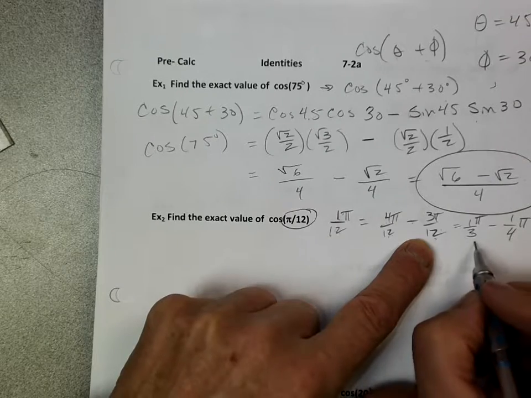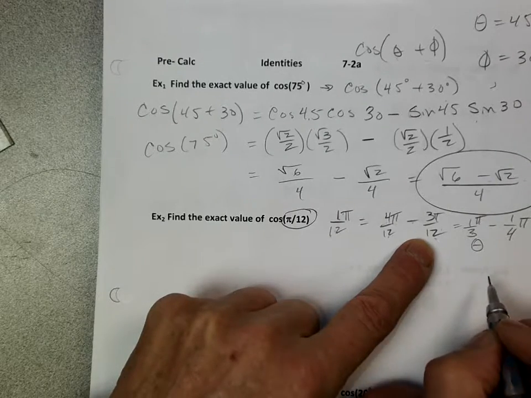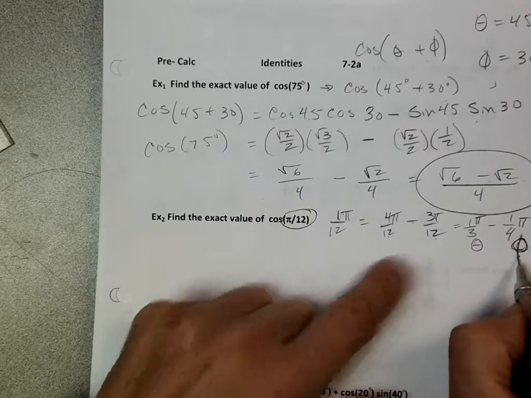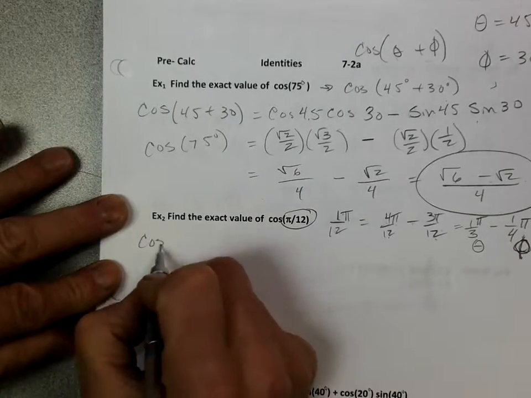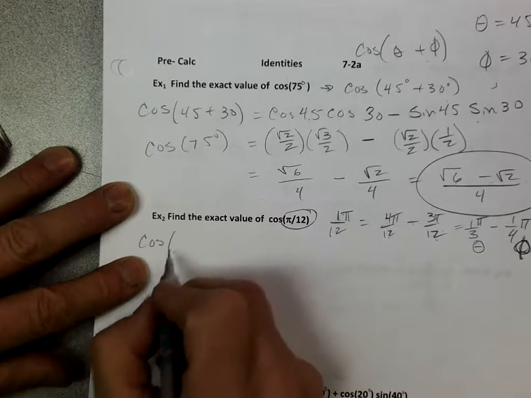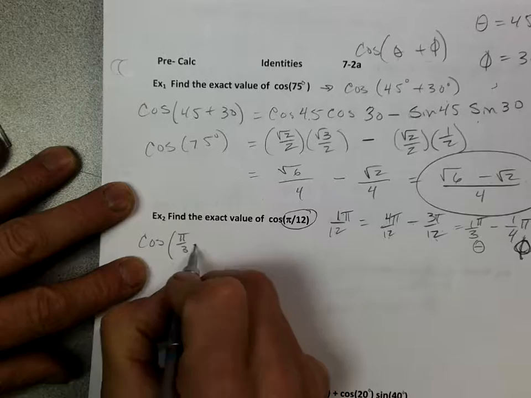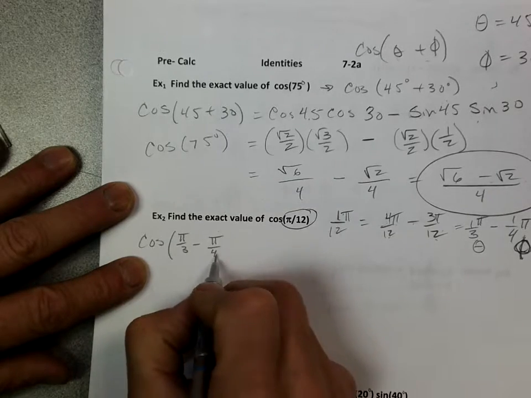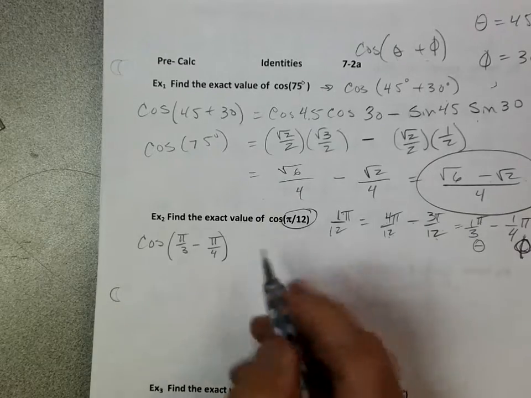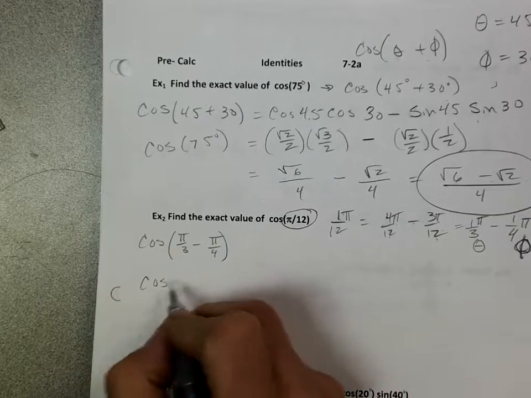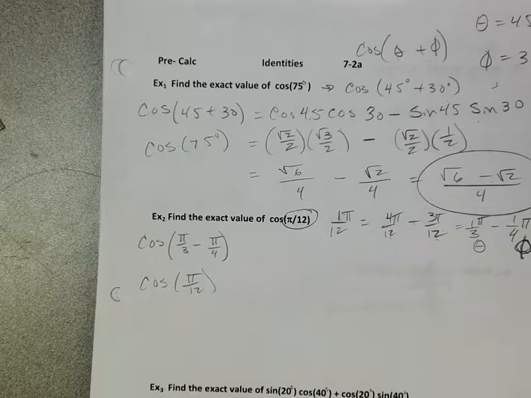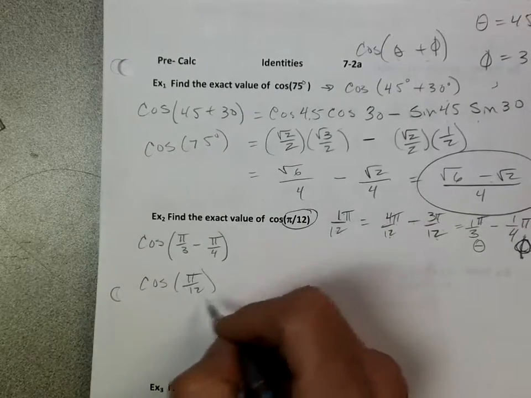So if we let our theta be our pi thirds and our phi be our pi fourths, then what I'm really looking for is cosine of, in a sense, I'm going to write it down, a pi thirds minus a pi fourths, all right? That's what I'm really looking for, because that is a cosine of pi 12s, okay? That really is a cosine of pi 12s. This one's a little bit harder because you have to think fractions, and of course fractions are never easy. So how does this work?